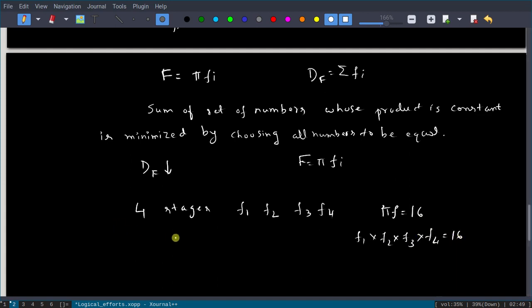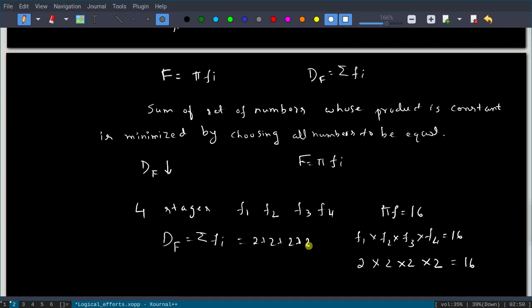Now we want to calculate a value D, which is nothing but the summation of each effort. The sum can be minimum only when each stage has the same effort. That means in this case, if you have 2, 2, 2 and 2, the product is 16 and the sum will be 2 plus 2 plus 2 plus 2, that is 4 plus 4, 8. You can try with any other combination of f1, f2, f3, f4. It cannot be lesser than this.